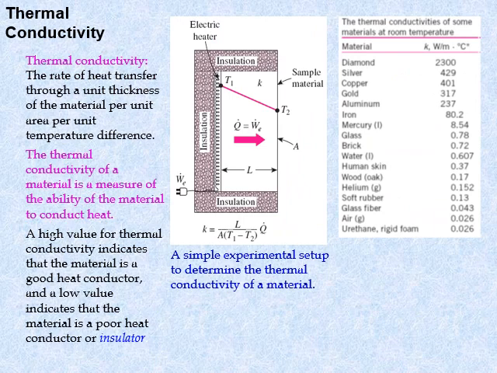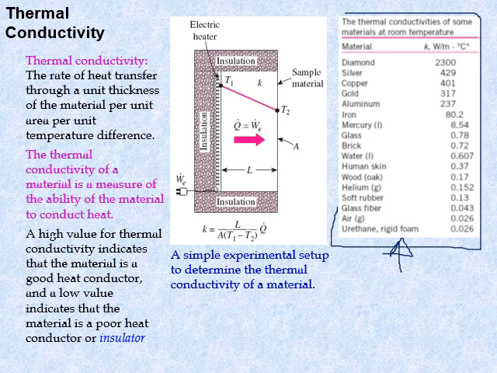Okay, thermal conductivity. So now we look into the definition of it, which is the rate of heat transfer through a unit thickness of the material per unit area per unit temperature difference. So this is the thermal conductivity definition. As I mentioned in the previous slide, it has a constant value. This is the value of thermal conductivity for some materials listed in this table.